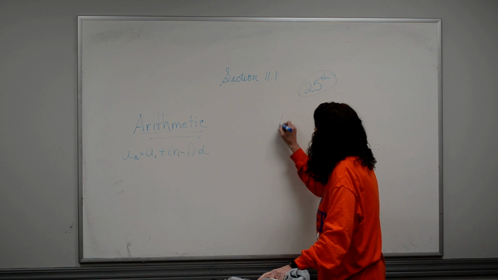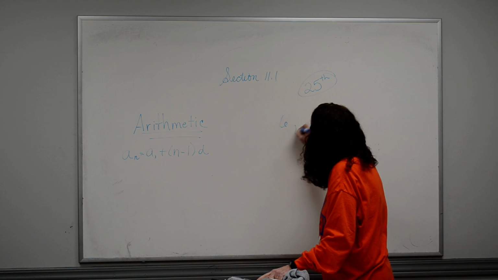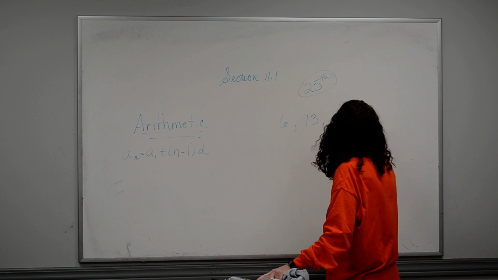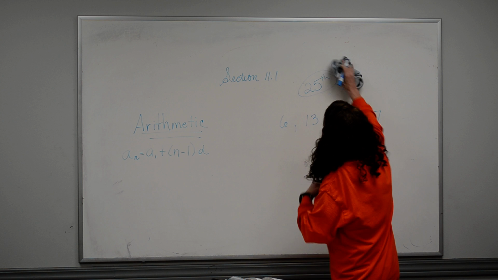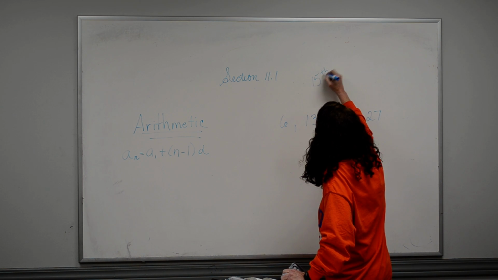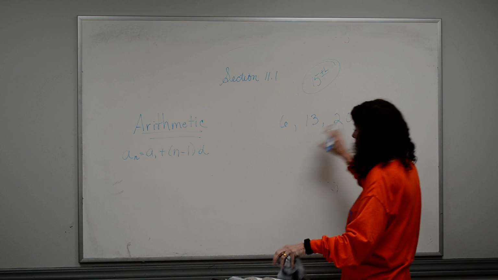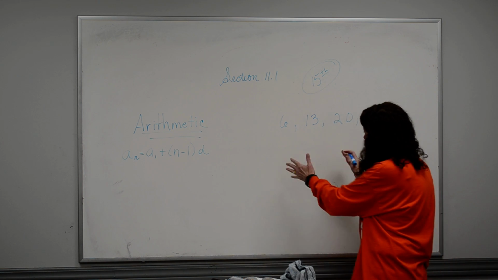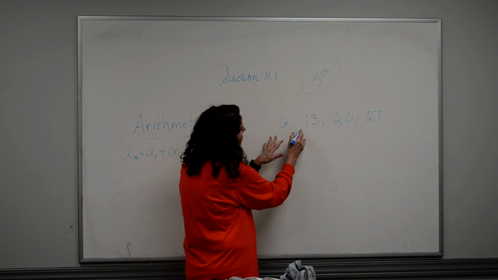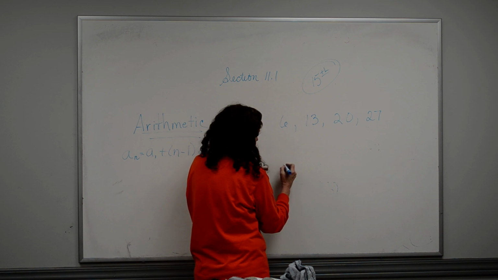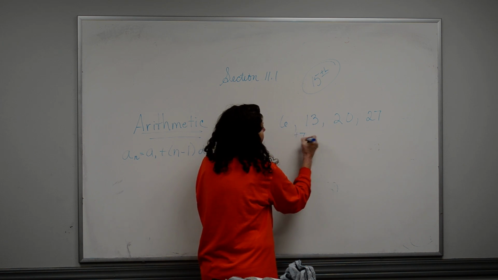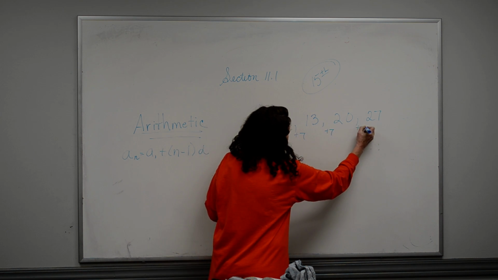Let's say the sequence is this: 6, 13, 20, and 27. And let's say we want to find the, I don't know, 15th term of this sequence. Now you could just make numbers and figure out what each term's going to be. So I need to go ahead and find out what my common difference is. And if you look, I add 7 to get from one to the next.